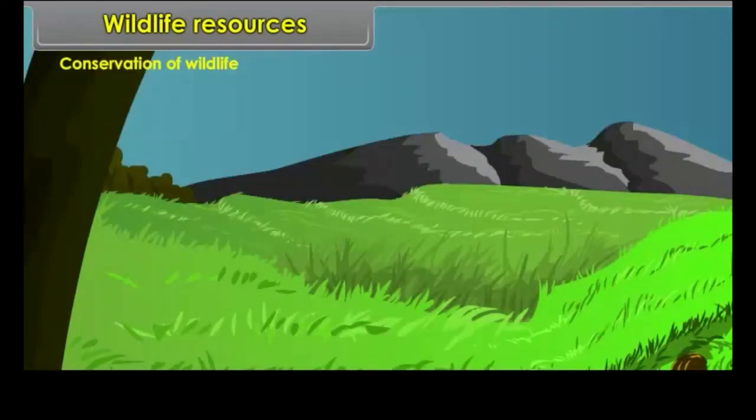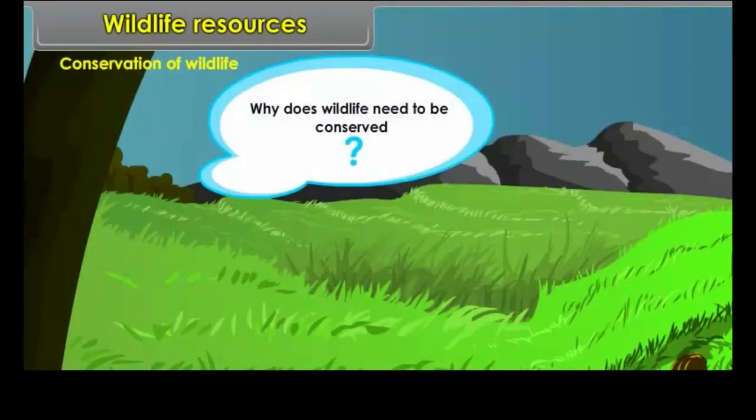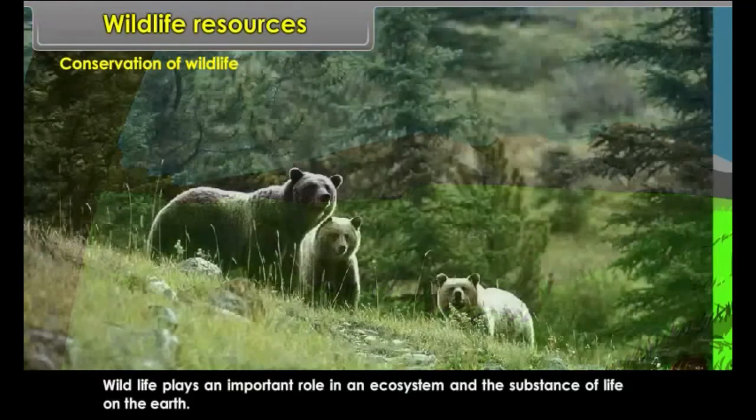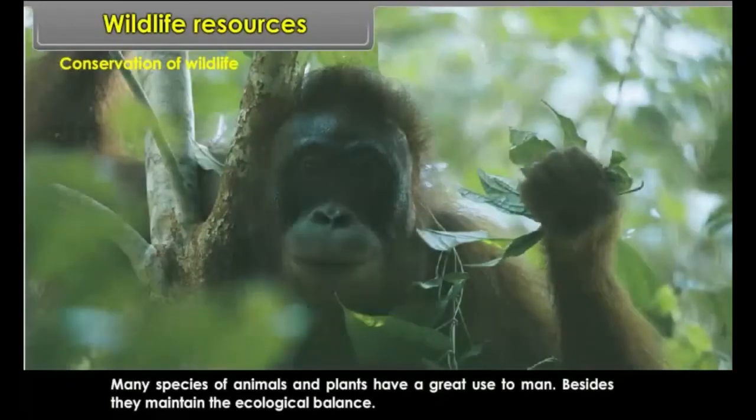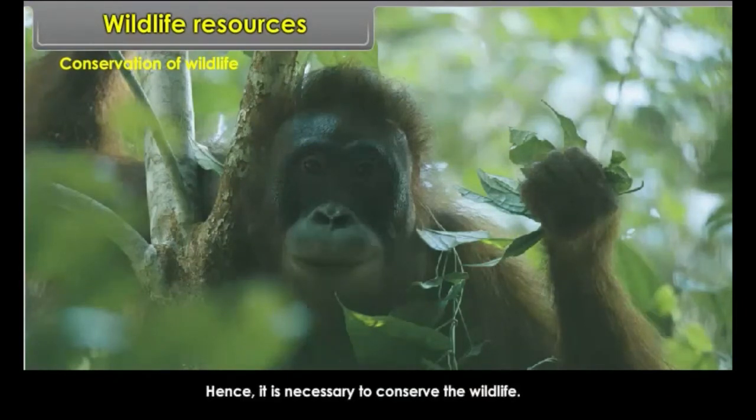Conservation of wildlife. Why does wildlife need to be conserved? Wildlife plays an important role in an ecosystem and the substance of life on the earth. Many species of animals and plants have great use to man. Besides, they maintain the ecological balance. Hence, it is necessary to conserve the wildlife.